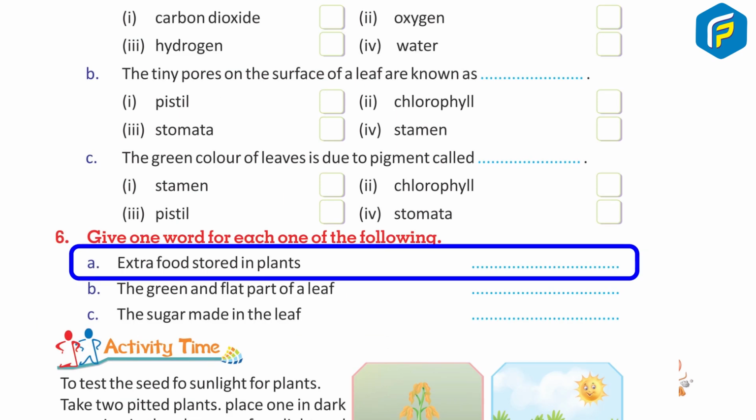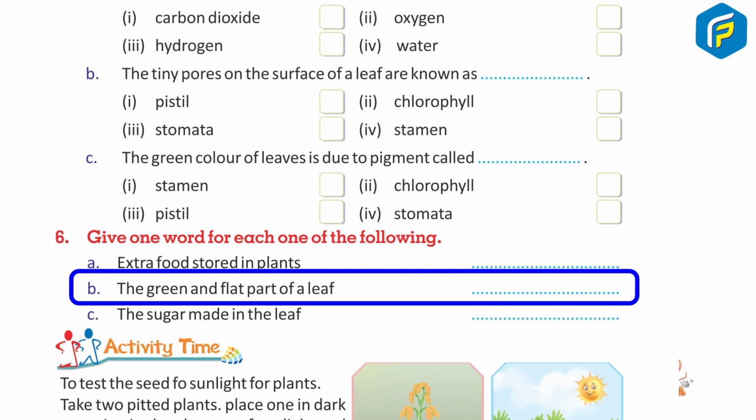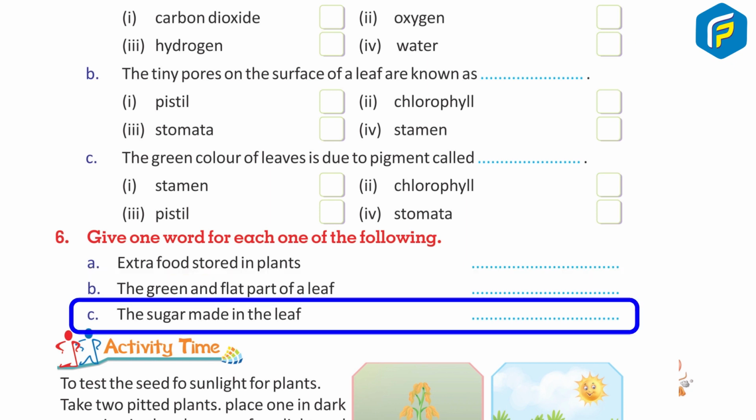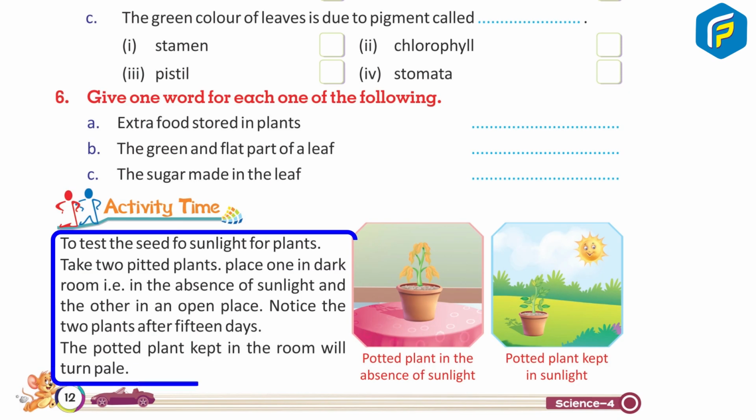6. Give one word for each one of the following. A. Extra food stored in plants. B. The green and flat part of a leaf. C. The sugar made in the leaf. Activity time. To test the need of sunlight for plants, take 2 potted plants, place one in a dark room in the absence of sunlight and the other in an open place. Notice the 2 plants after 15 days. The potted plant kept in the room will turn pale.